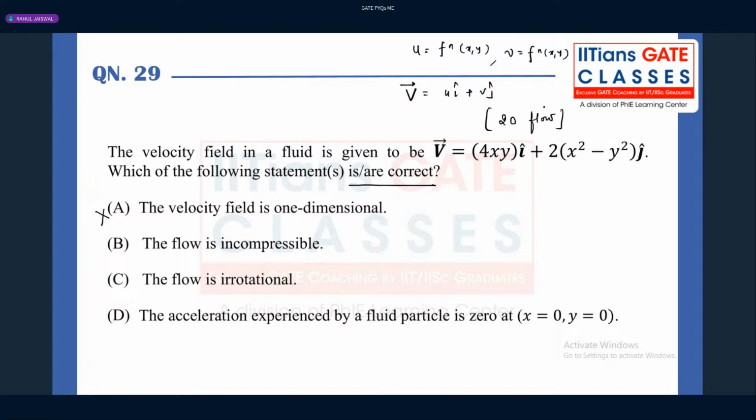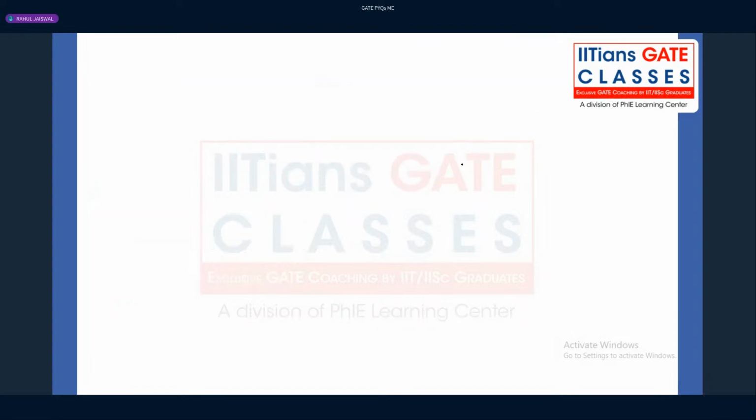Because you need the x coordinate and y coordinate, both coordinates are required to specify a velocity flow field. So it is not one dimensional, it is two-dimensional. Coming to option B, the flow is incompressible. What is the equation? First of all, note the velocity vector: 4xy i cap plus (2x square minus y square) j cap.